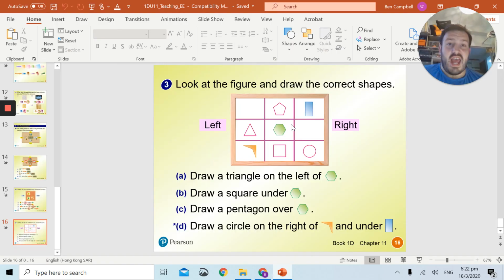Okay, that's our very quick introduction to 2D shapes.